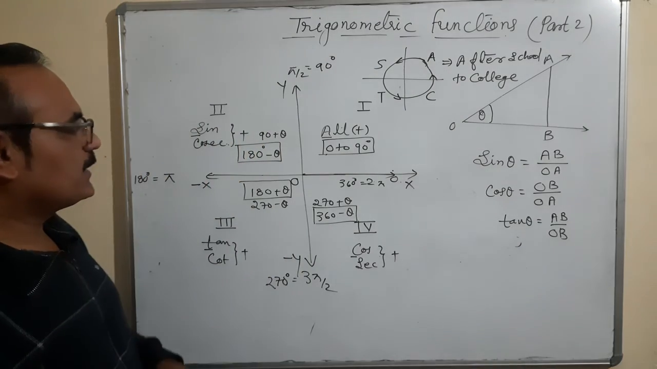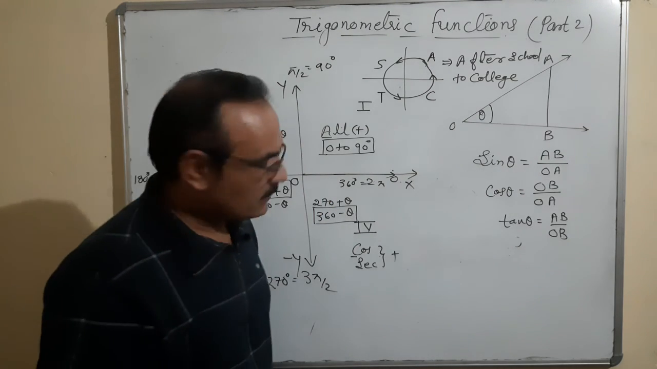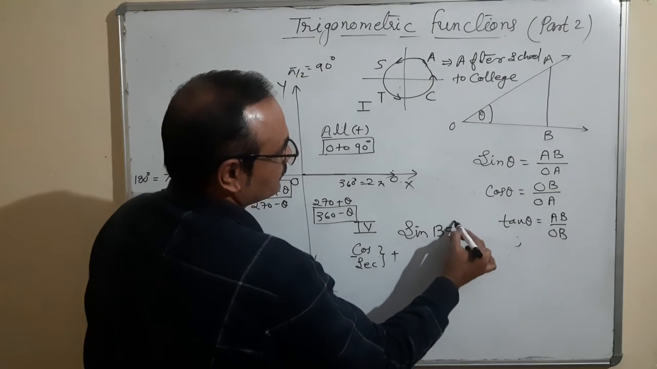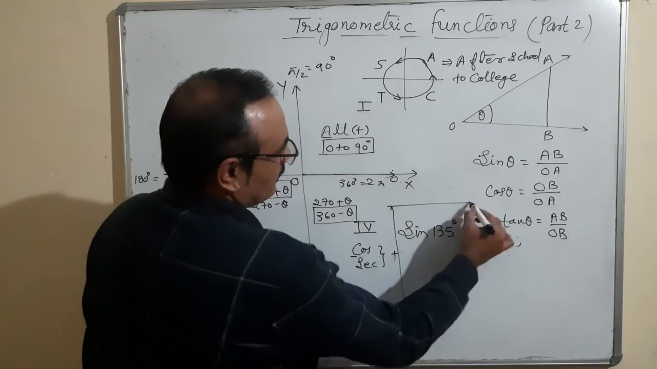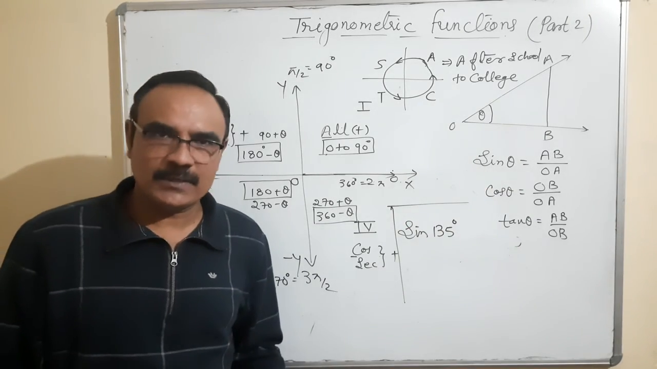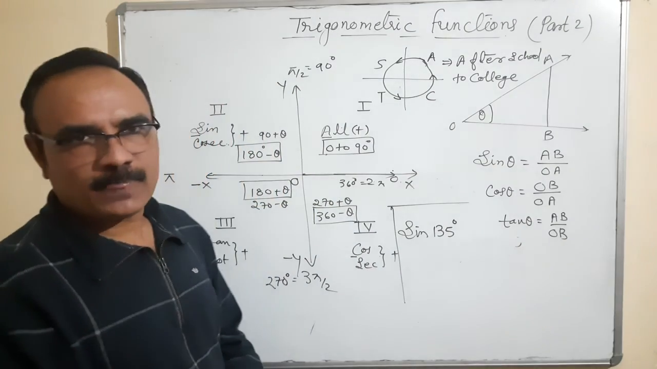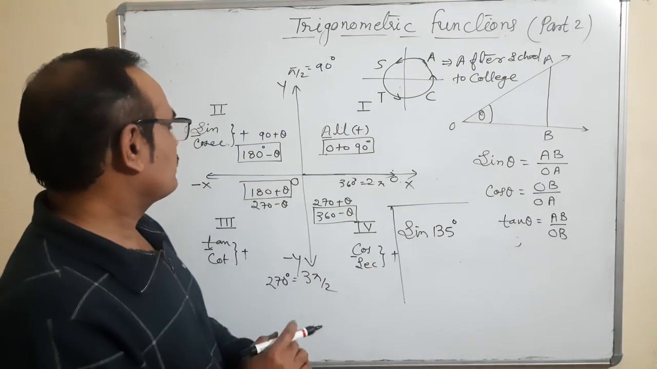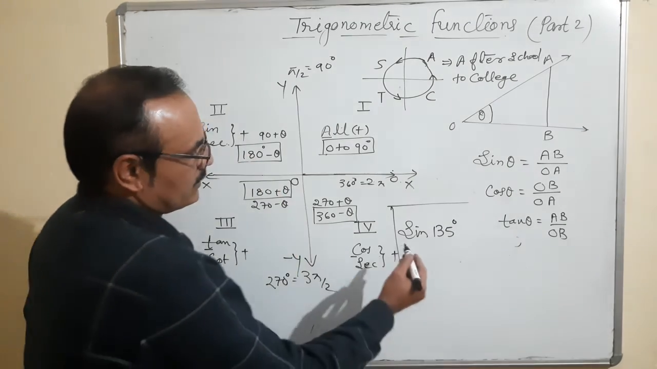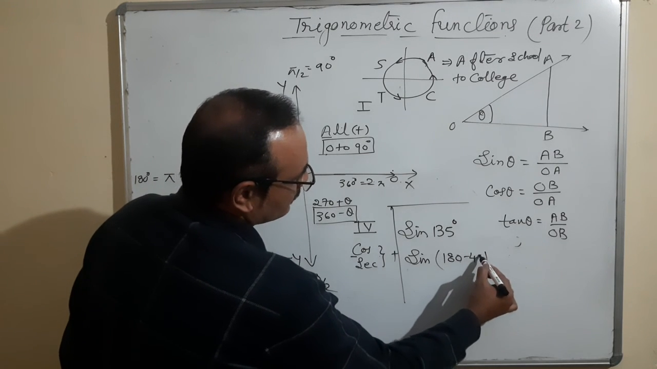Suppose you want to find the value of sine 135, where the value is required beyond 0 to 90. You are aware of how to find values from 0 to 90 using the table. Sine 135 comes in the second quadrant. So sine 135 you have to write as 180 minus 45.